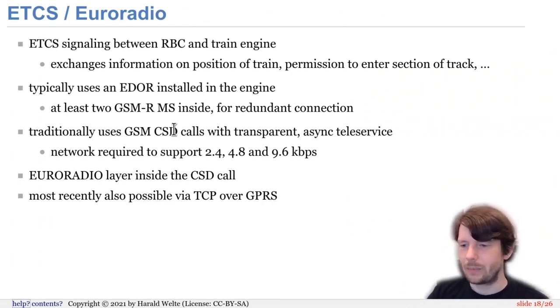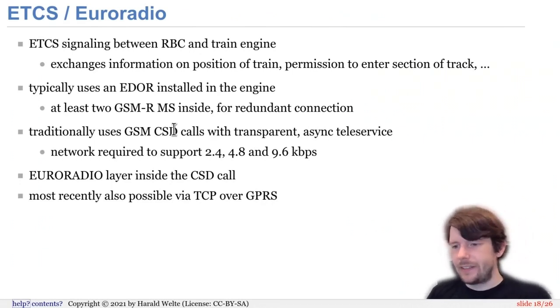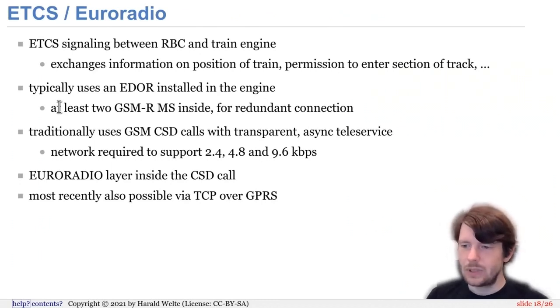The train could no longer stop. So you have to use one of these electronic train control systems, and the only one that is interoperable all across Europe is ETCS level 2 or 3, which is based on GSM-R. And technically, you have this EDOR, the data-only radio, installed in the engine, which has at least 2 mobile stations capable of GSM-R for redundant connections. Each of those has a separate connection to the RBC, or I think even to different RBCs for failover there.